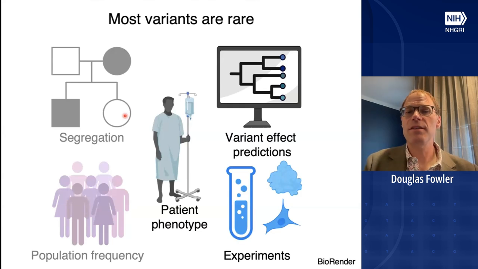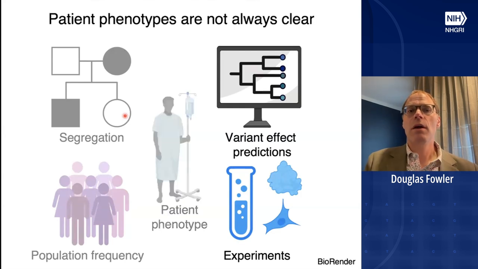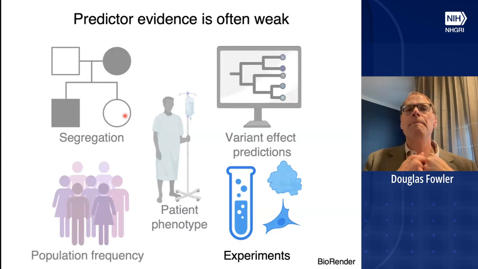So population frequency is great when you have it, but often you don't. Patient phenotypes sometimes are very clear, sometimes they're not. Again, I'm not a clinician, but suffice to say that patient phenotype is not always clear or available. Predictor evidence, so variant effect predictions from evolution, are usually available. That's a beautiful thing about them, but they often only provide weak evidence. We'll talk more about that in the second half.